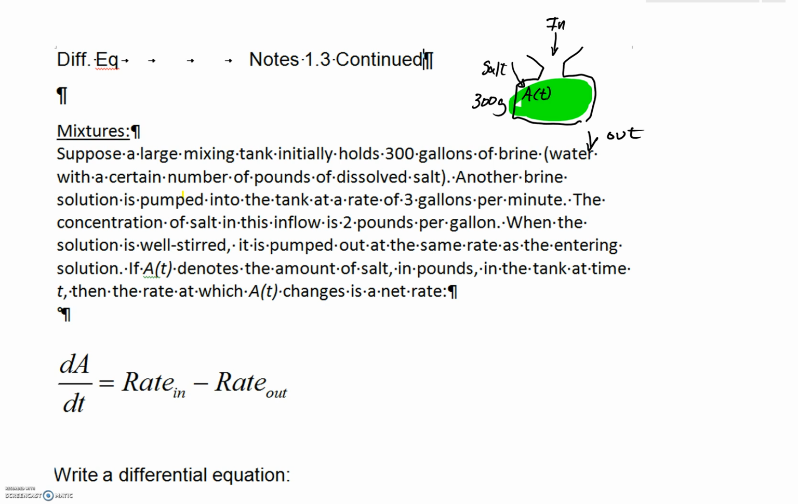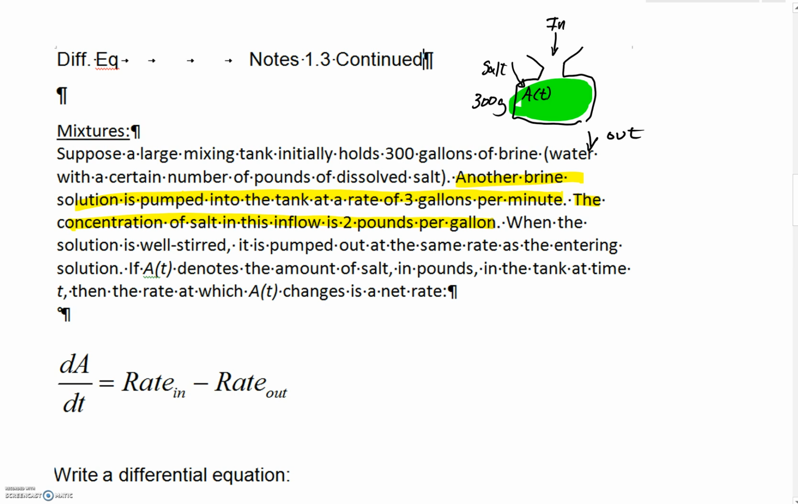Suppose a large mixing tank holds 300 gallons of brine. That's water with a certain number of pounds of dissolved salt. And another brine solution is pumped into the tank at 3 gallons per minute. So that's very important information that we have right here. The concentration of salt in this inflow is 2 pounds per gallon.